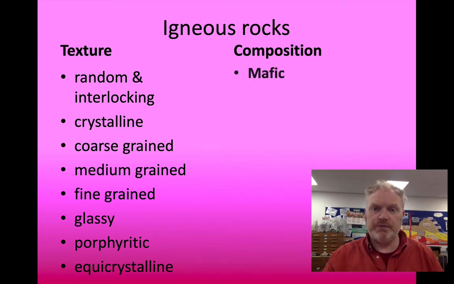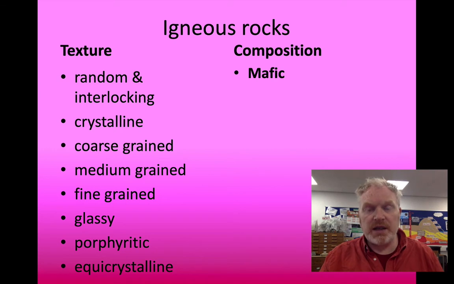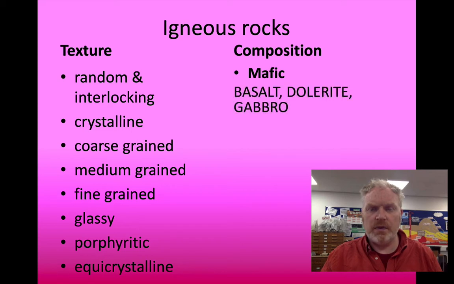For composition, we can describe igneous rocks as being mafic. This is where we have lots of iron and magnesium in the chemistry of the rock, and we see that because the rock will contain minerals like olivine and augite. But in particular, olivine is distinctive for mafic igneous rocks. The type of rocks we get that have a mafic composition are basalt, dolerite, and gabbro. Basalt is a fine-grained mafic rock. Dolerite is a medium-grained mafic rock, and gabbro is a coarse-grained mafic rock.